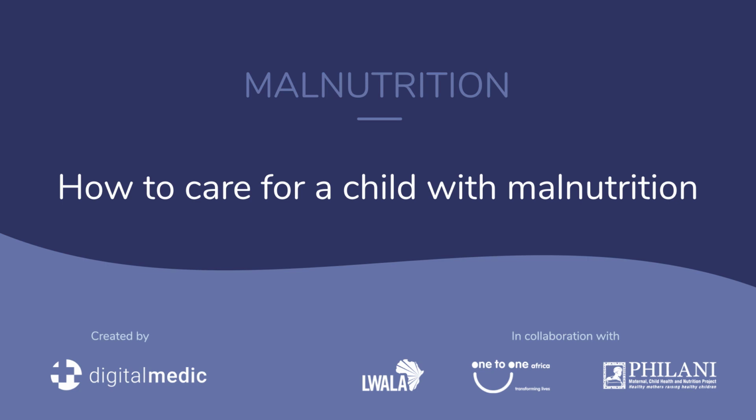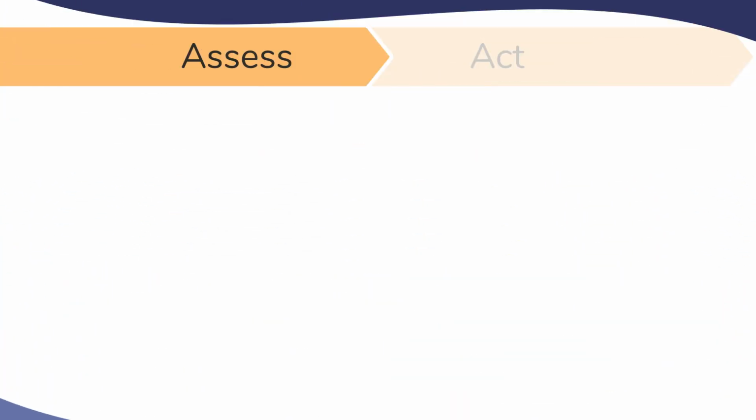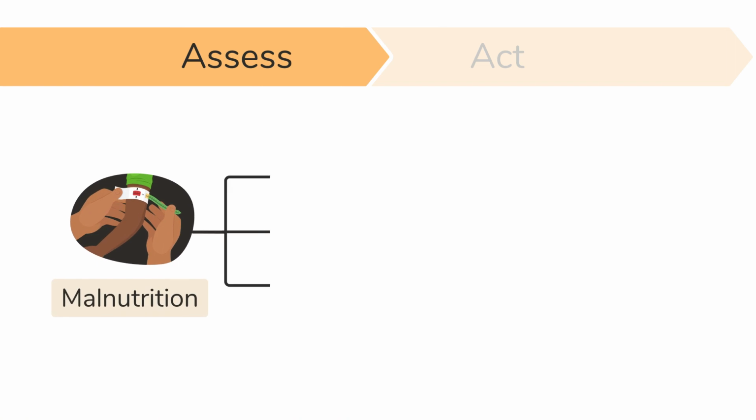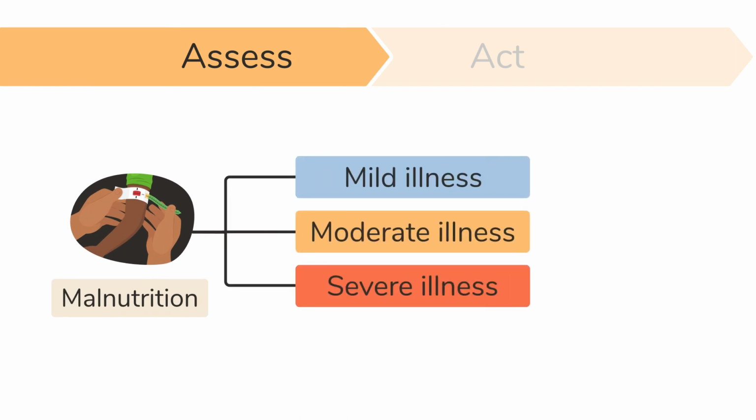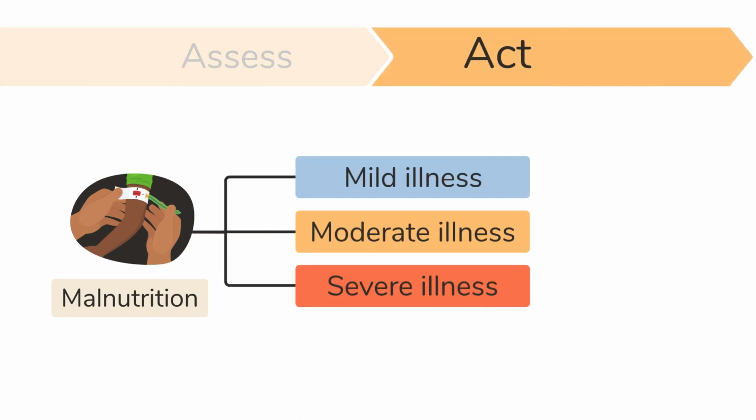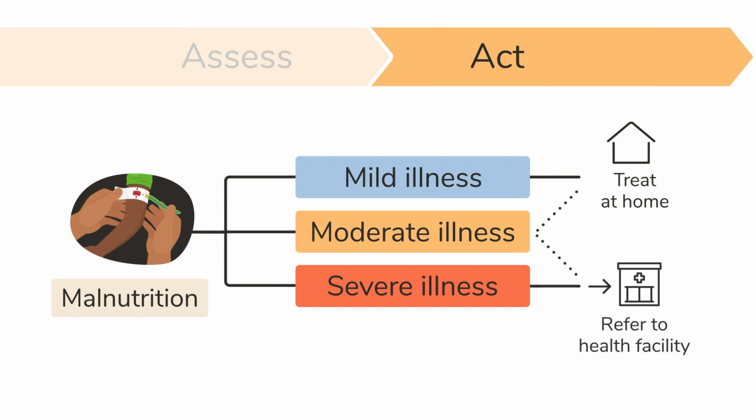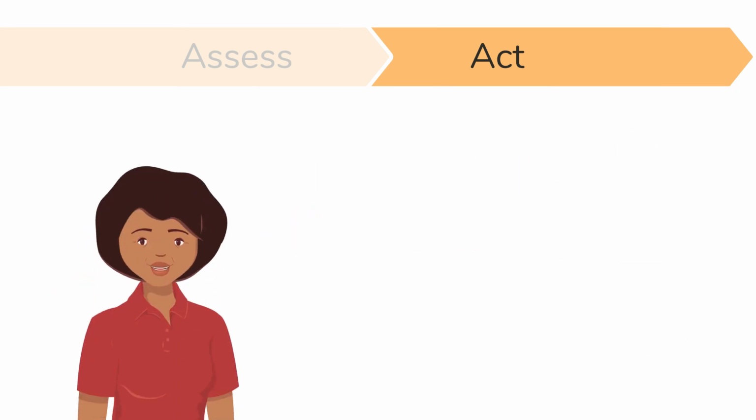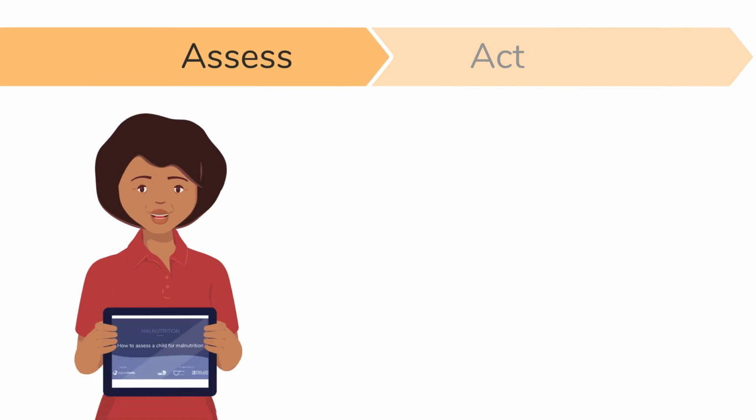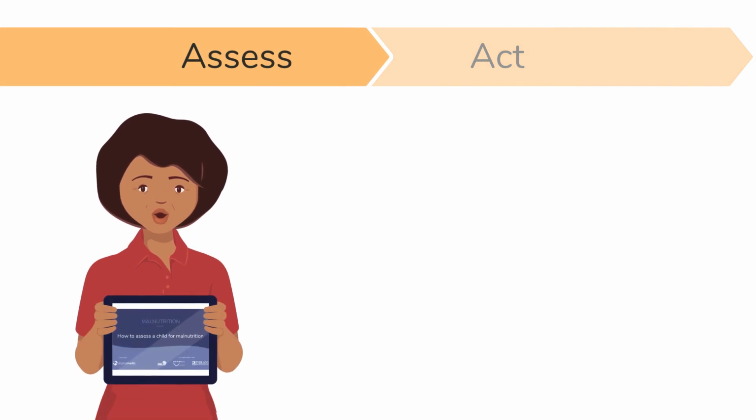How to care for a child with malnutrition. Your assessment of a child's signs and symptoms will help you decide how to care for a child with malnutrition. This video will focus on when and how to treat the child at home or refer them to a health facility. For more detail on how to do the assessment, refer to another video in this module.